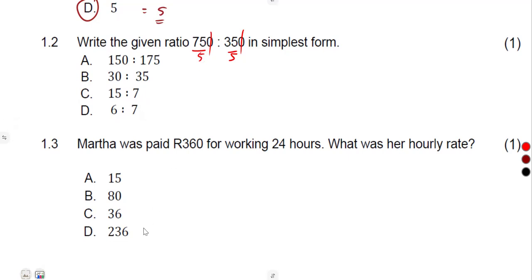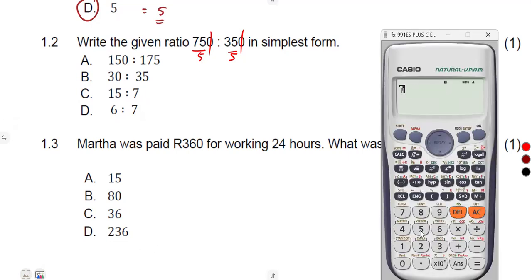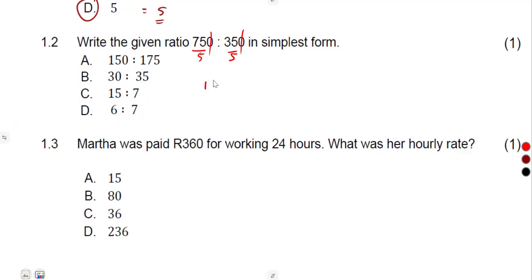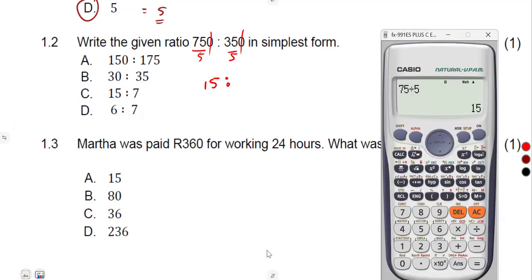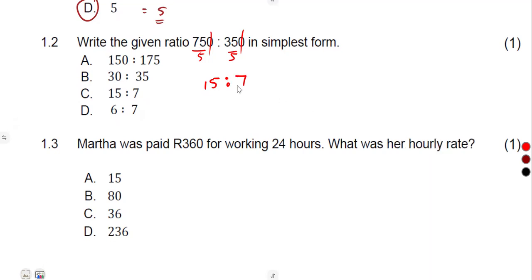75 divided by 5 gives us 15, and 35 divided by 5 is 7. You can use your calculator. So this is 15 is to 7, which is option C. You can test the numbers, reducing by 2, 3, 4.